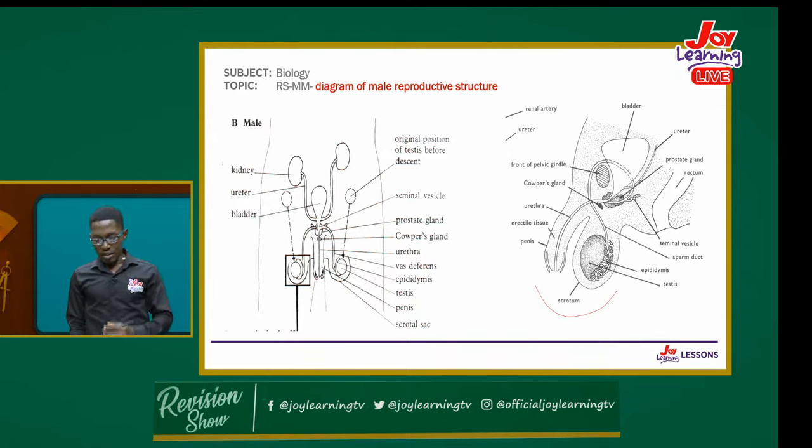If it's description, we just go on to say the scrotal sac houses 2 testes. Within each testis are tubular structures like this inside. We call the seminiferous tubule.